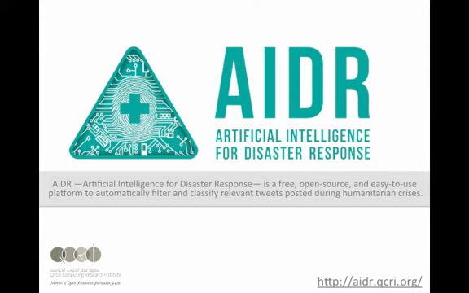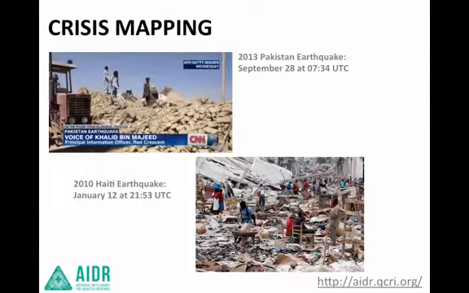We're here today to introduce to you AIDR, Artificial Intelligence for Disaster Response, which is a free, open source, and easy to use platform that works to automatically filter and classify situational awareness tweets that are broadcast during humanitarian crises and mass emergencies.